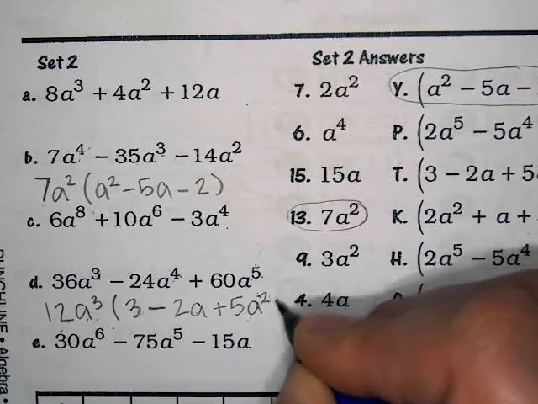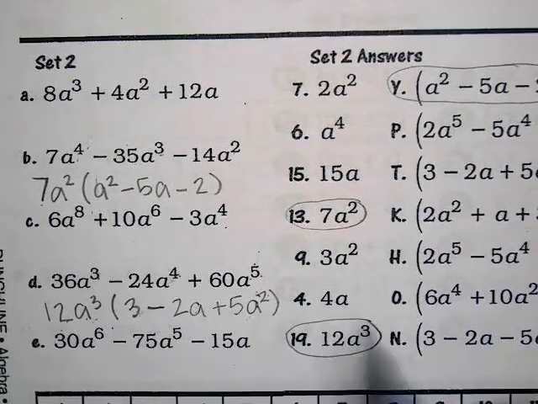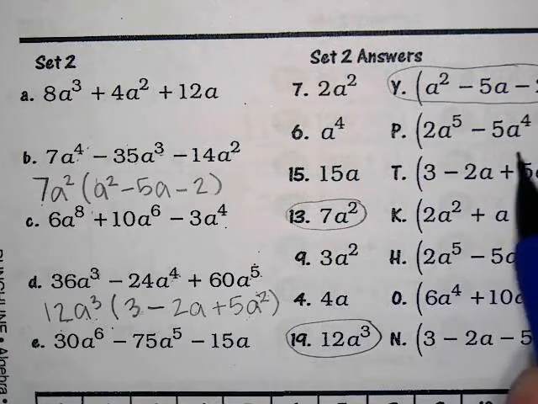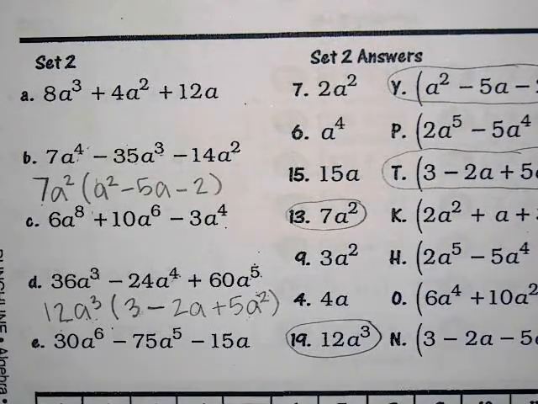Okay. So 12A to the third, so that's the 19. And then I've got 3 minus 2A plus 5A squared. That's the T. So on box 19, I'm going to put a T.